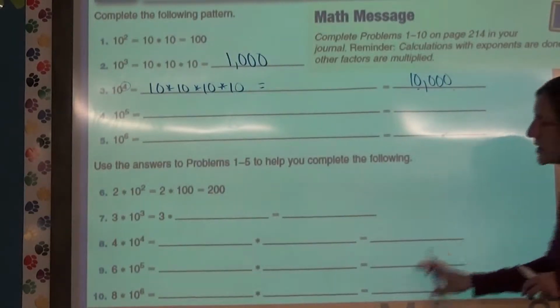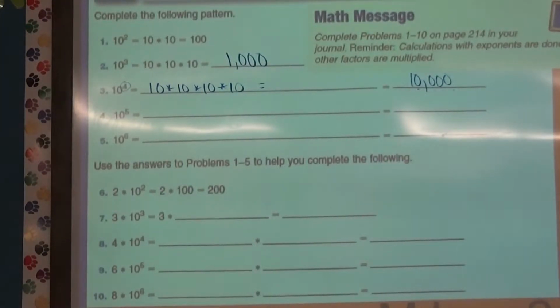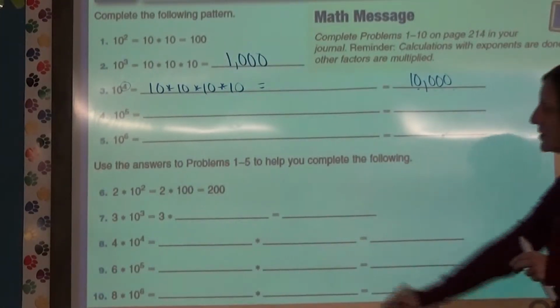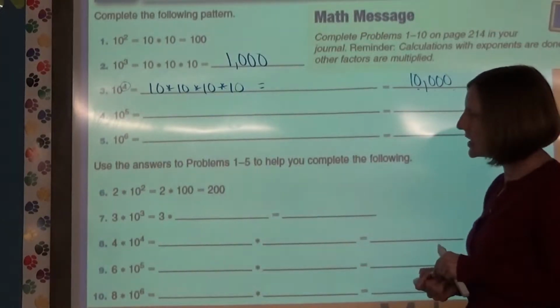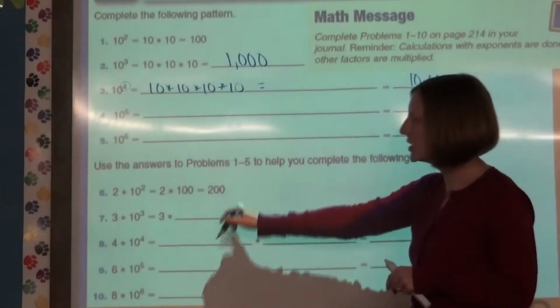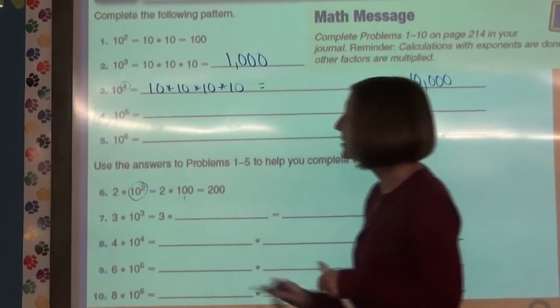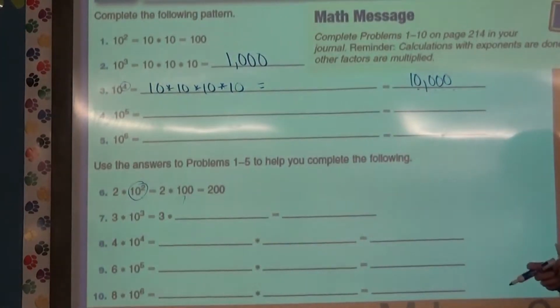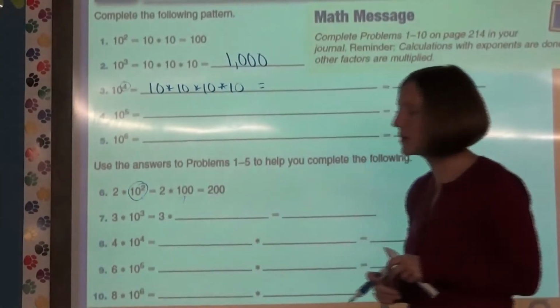Down below, we're going to start multiplying other numbers times our powers of 10. So the first problem, they've given you an example here for number 6. 2 times 10 to the second is 2 times 100, which is equal to 200. So they took the 10 to the second, and they know that that equals 100. They figured that part out first. It's important to do those exponents first, and then multiply it by our other numbers.